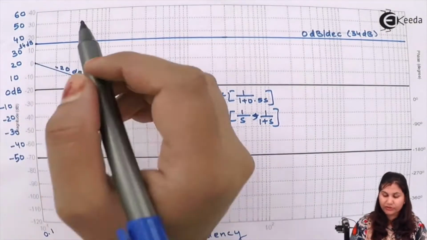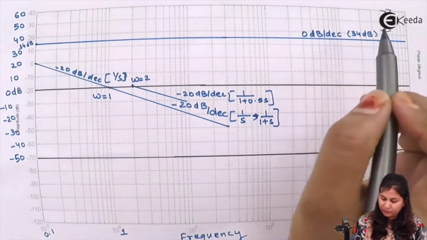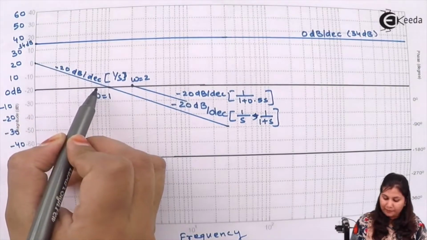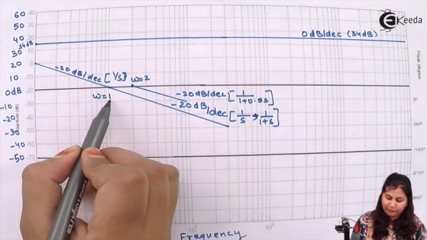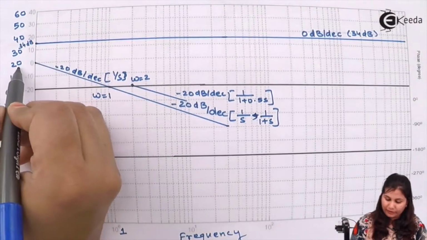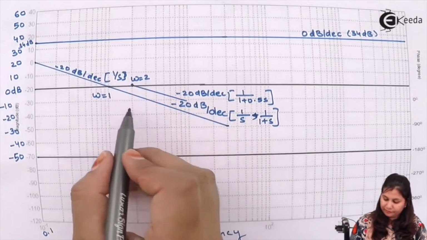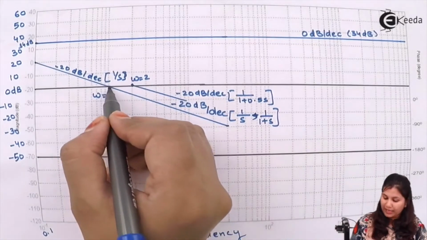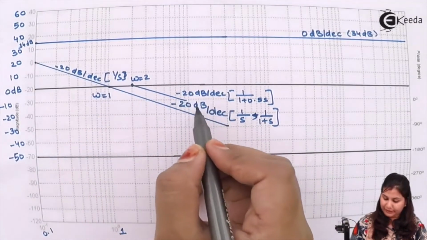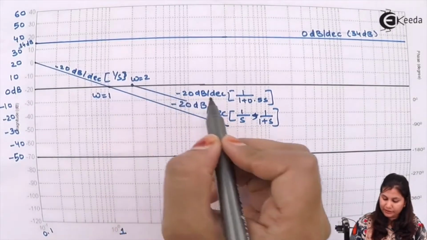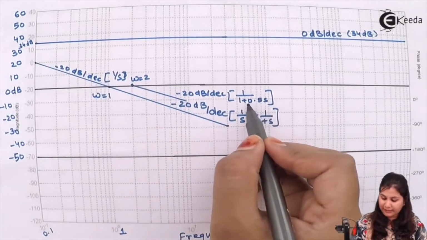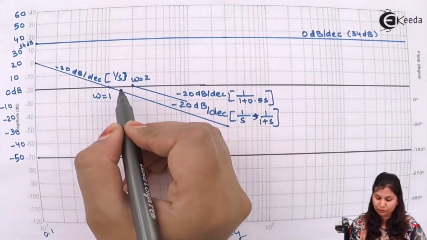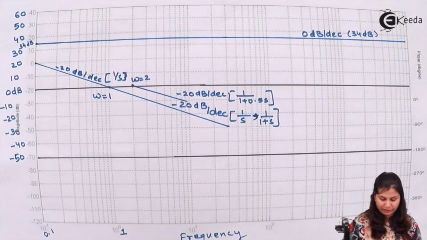First factor is the constant term 50. Second factor is 1 by s, represented by this straight line passing through omega equals to 1 and starting from 20 dBs. Again we have a straight line due to the factor 1 upon 1 plus s starting from omega equals to 1, having the slope minus 20 dBs per decade. Here we have the fourth factor, 1 upon 1 plus 0.5 s, having slope minus 20 dB per decade and starting from the corner frequency omega equals to 2. So all the four factors have been represented.